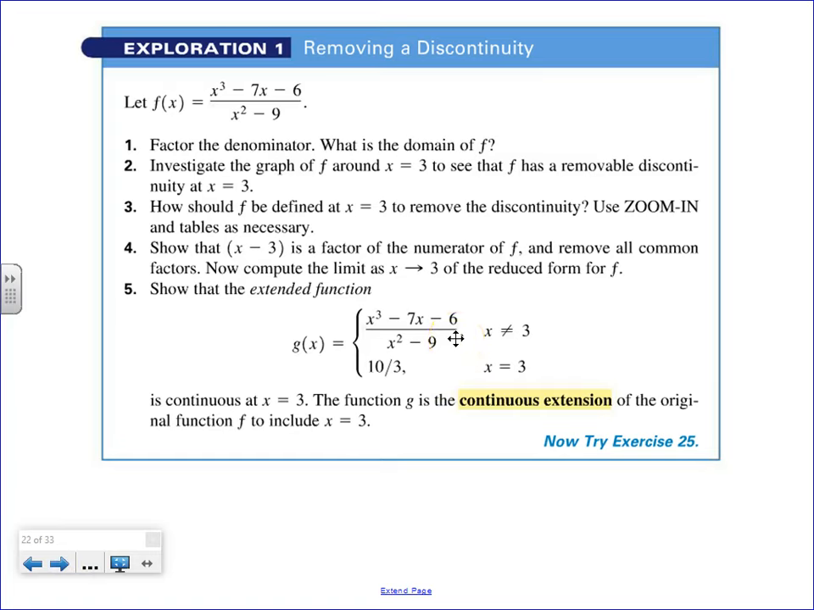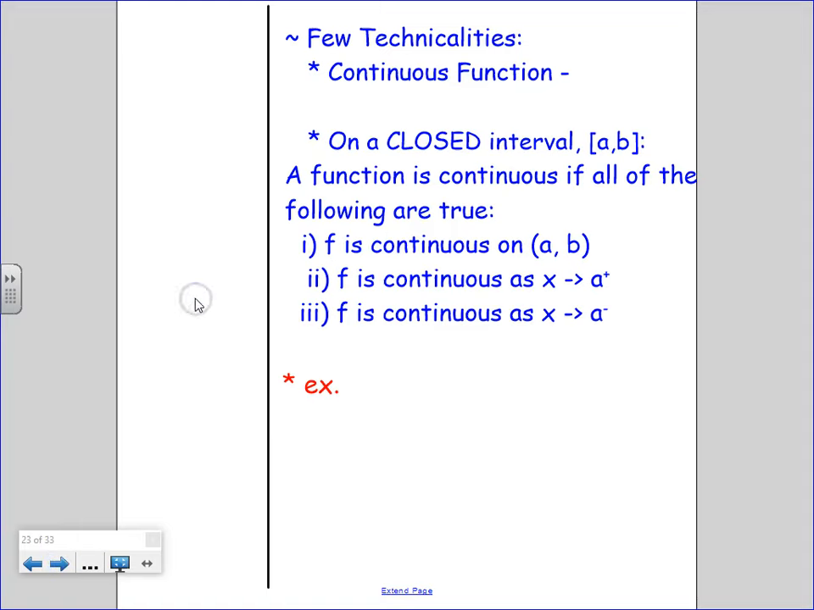We got it. We're chilling. It was basically just talking about piecewises, and I think with what we did at the beginning of class, we're okay. Alright, a few technicalities.